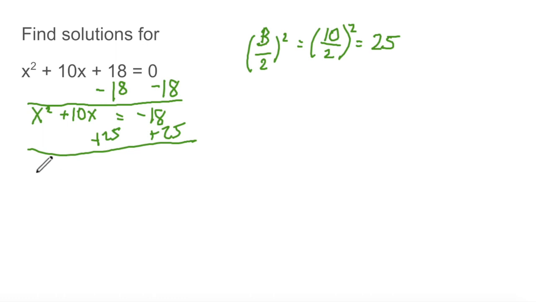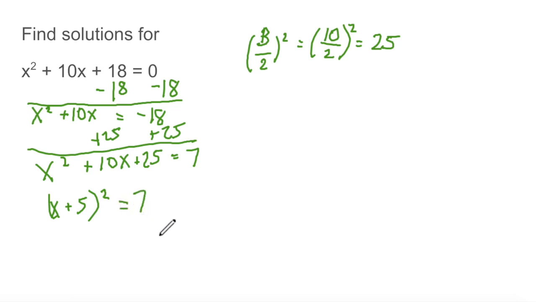We'll rewrite the equation. X squared plus 10x plus 25 equals, let's see, positive 25 and negative 18 gives us a positive 7, right? Okay, and now we can complete the square and factor the equation. So we know that the factors of 25 are 5 and 5. That's what we're going to use. So x plus 5 times x plus 5, or x plus 5 quantity squared is equal to 7.